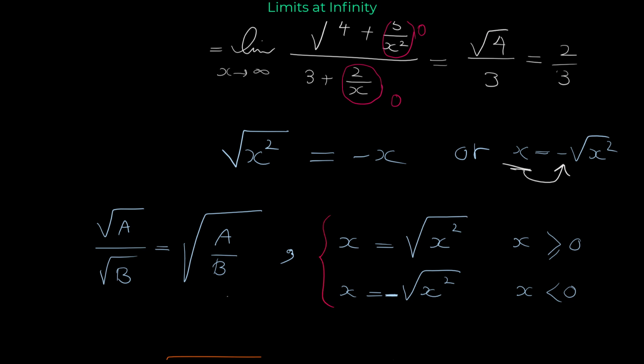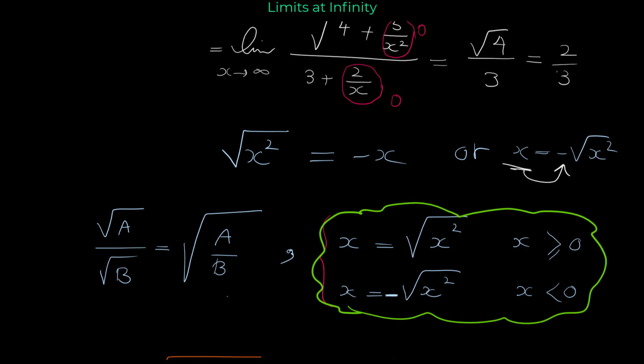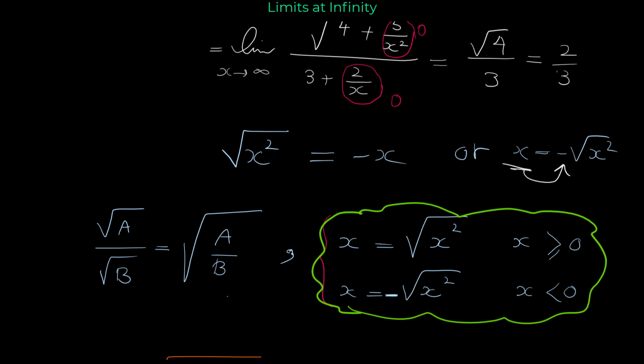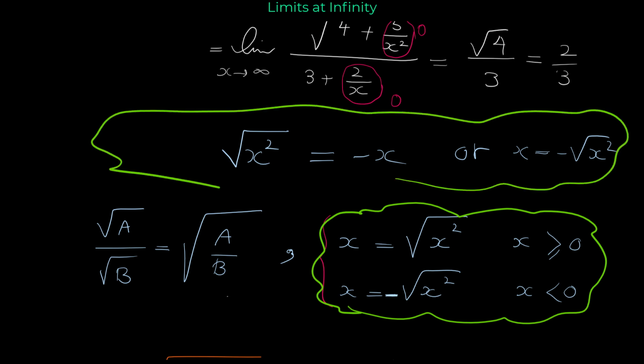So now we have this important rule, and it's good to keep it in your head forever, that x is radical x to the 2 if x is positive. If x is negative, x equals negative radical x to the 2. Or you can remember it this way, radical x to the 2 is negative x. Maybe this one is better. It's up to you, but keep it in your head. Don't forget, this is true if x is less than 0.